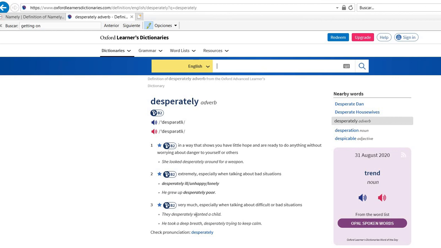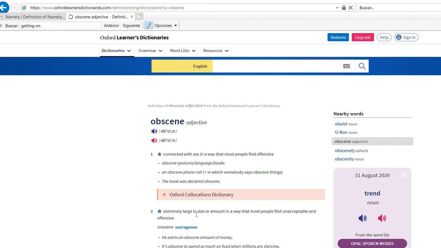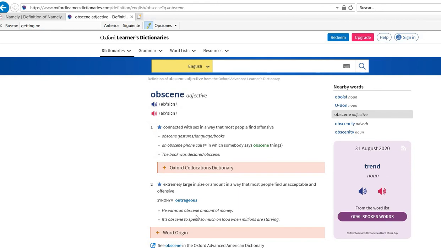Maybe obscene is not one of them. I don't want to look it up now in Spanish, but we do have this same idea of something obscene as being outrageous, being excessive.